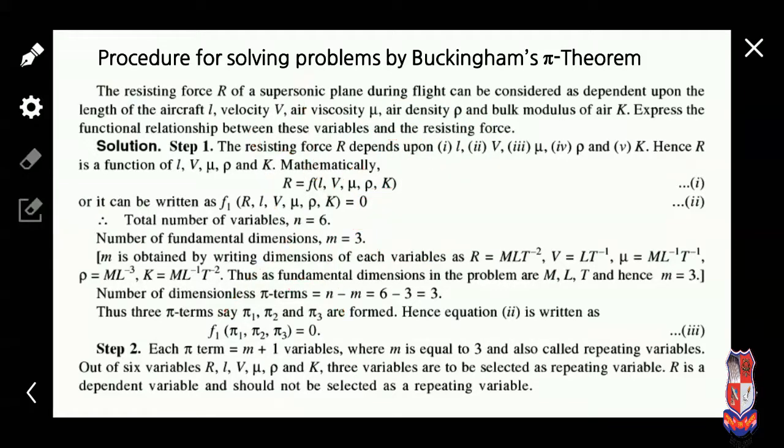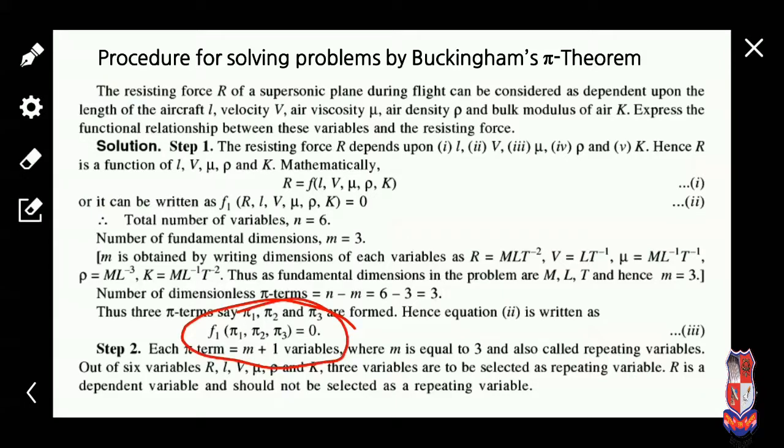Okay, so the MLT of bulk modulus is that of pressure, M L minus 1 T minus 2. Okay, now start the further procedure. We have decided the pi terms.